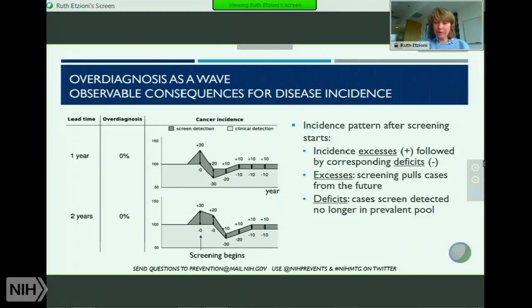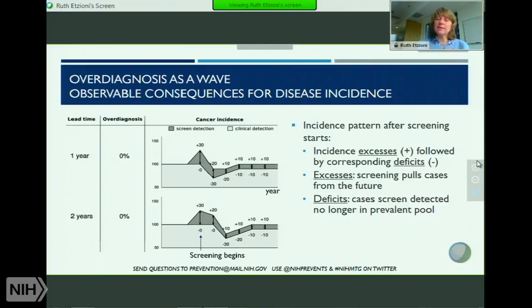In the second, in the lower panel, there's a 2-year lead time, so there's an excess of 30 in the first year, and that deficit of 30 happens 2 years later. And you can see that those different lead times correspond to or generate different patterns of incidence. But what you'll notice is that the excesses and the deficits are the same in the figure.